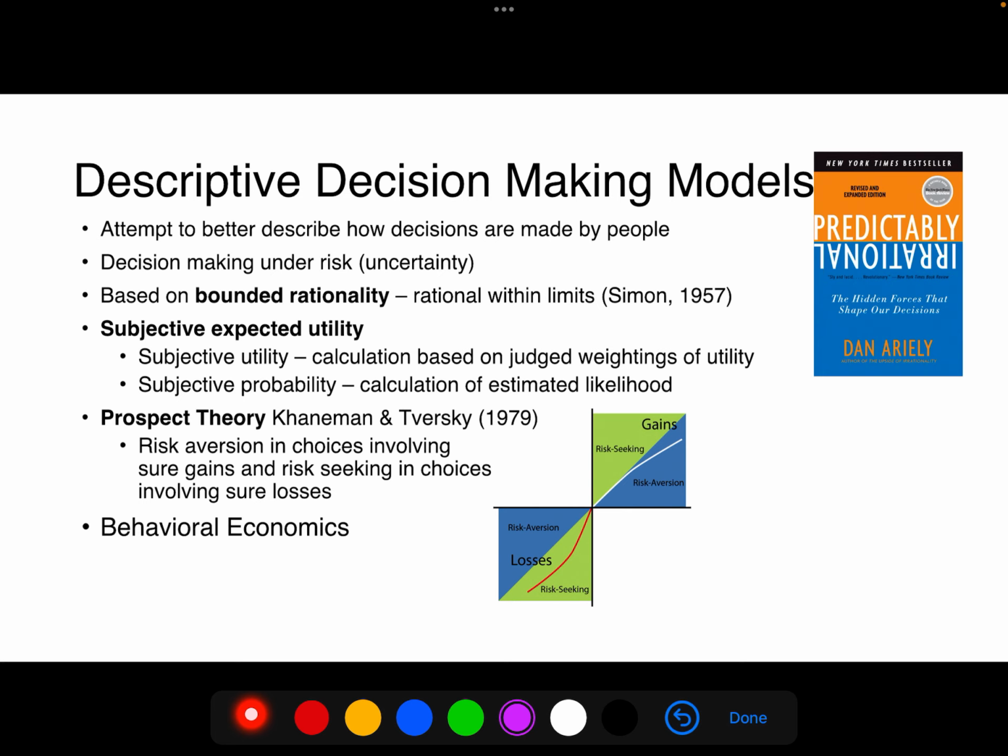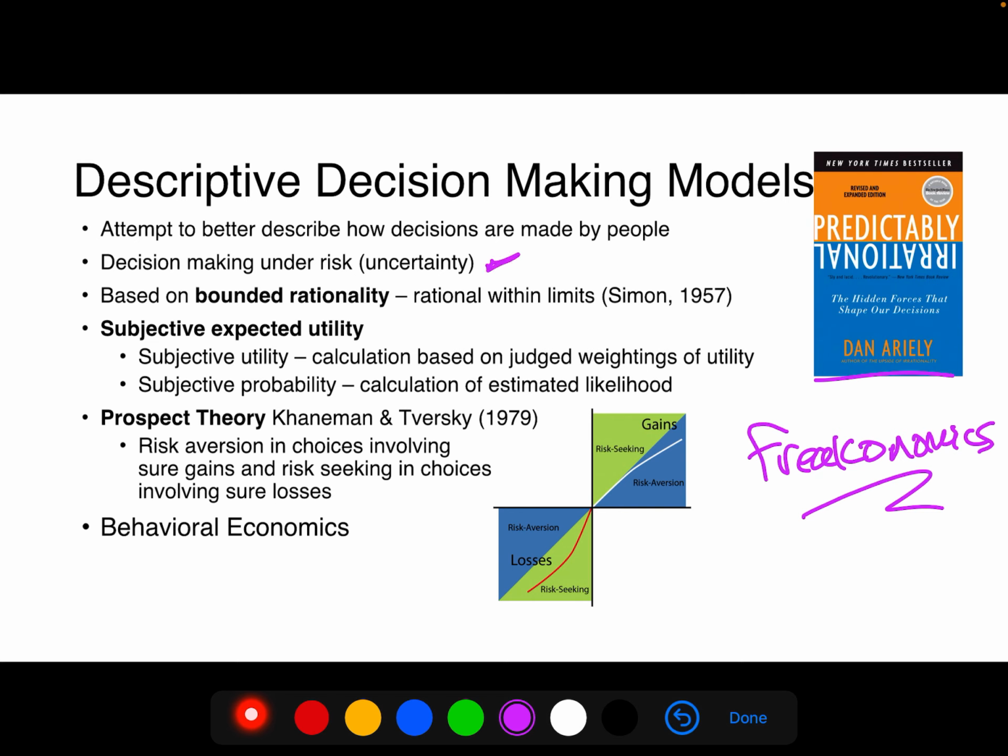So descriptive decision-making models, remember, are about what we actually do. Dan Ariely's work has been pretty formative there, but we can also look at Freakonomics. If you have heard of that book, I believe there was a documentary you might be able to find on YouTube, but Freakonomics kind of predated Dan Ariely's work. Descriptive decision-making models attempt to describe how decisions are actually made.